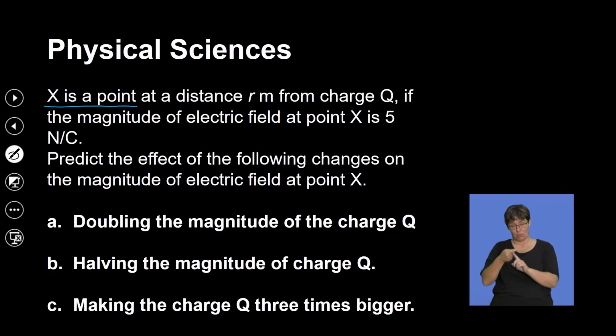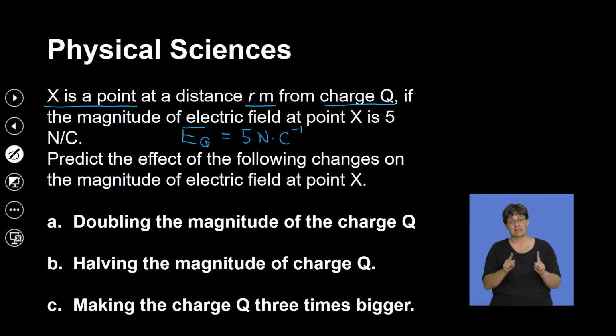So X is a point that is still at a distance R. There's a charge Q, and we assume that charge is going to create a field. If the magnitude of the electric field at X is 5 newtons per coulomb, so we're saying E due to Q at point X is equal to 5 newtons per coulomb. Once again, that's the magnitude. Whatever the direction is, for now we're not interested in that.